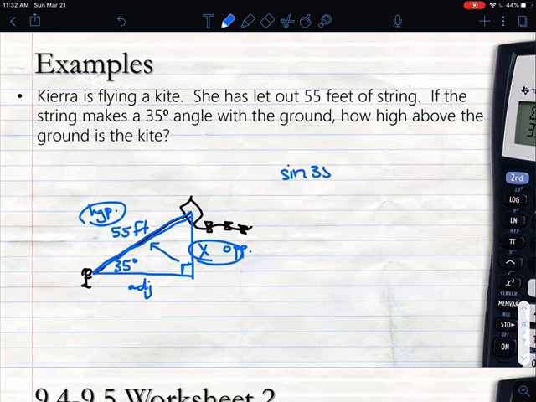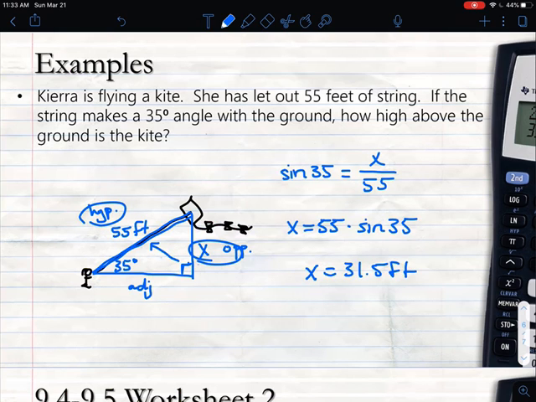So sine of 35, the angle always goes with the trig, is equal to, when I set up my fraction now, opposite on top, x, and hypotenuse on the bottom, 55. And since x is on top, we're going to multiply. So in your calculators, you're going to take 55 times sine of 35. And so if we plug that in, 55 times sine of 35, we end up with a value of 31.5 feet. So the kite would be about 31.5 feet up in the air.